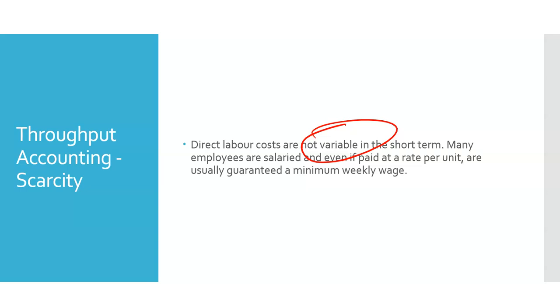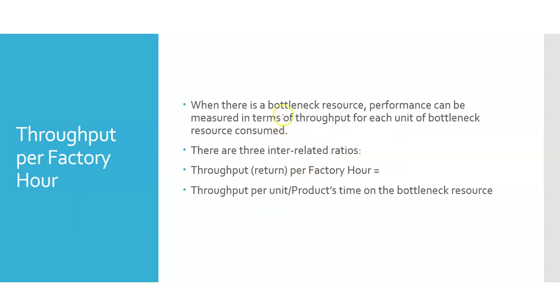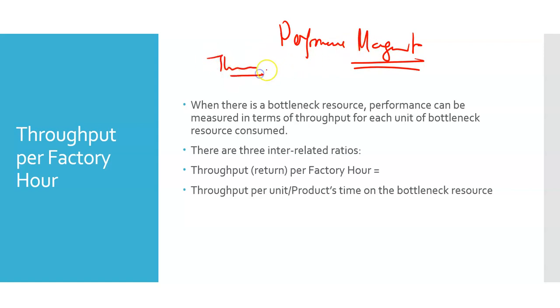Let's look at this idea over here of when there is a bottlenecked resource. Remember, this exam is on performance management, and we're still trying to measure throughput or efficiency and which products we should make. We've done it here when we said throughput per factory hour. This is based on the bottlenecked resource, by the way.